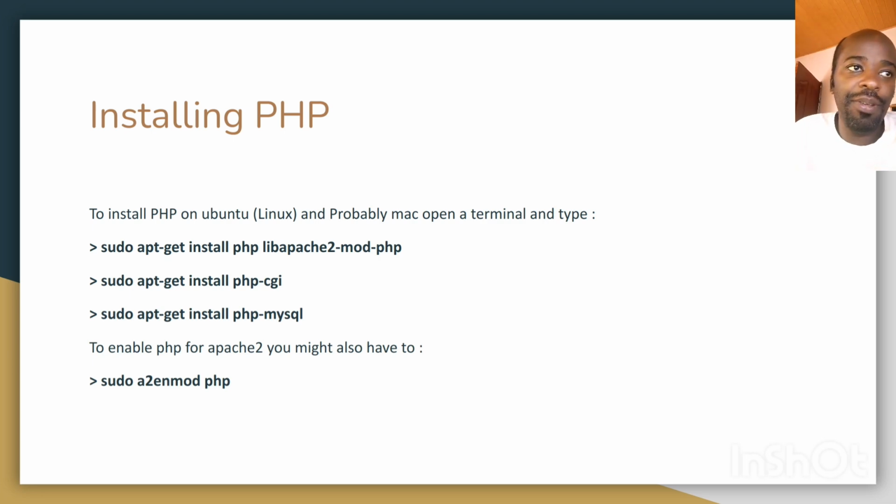To enable PHP for Apache 2, you might also have to run sudo a2enmod php. This last command, a2enmod, is the command that Apache uses to enable certain extra modules on Apache. If you have a particular version of PHP, you might need to add the version, 8.0 if you are using 8.0, 8.1, so that Apache can know which module you really need to enable.